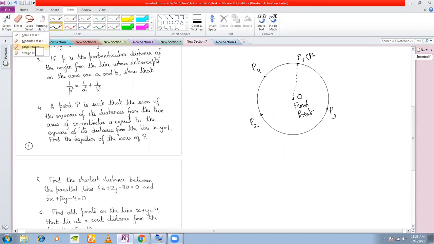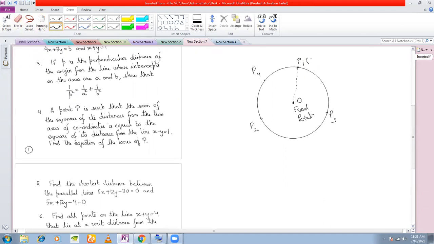This is a point on the locus. This is also a point on the locus. This is also a point on the locus. But what you see here is that whether you take the distance of O from P1, or the distance of O from P4, or the distance of O from P2, or the distance of O from P3, all are constant. All are equal. So this locus is called a circle.